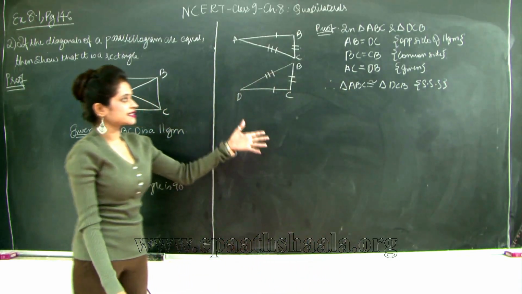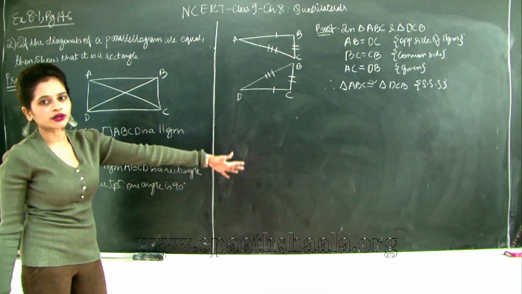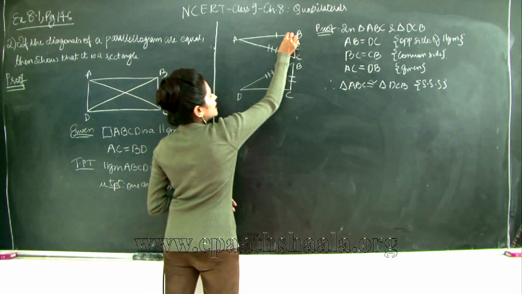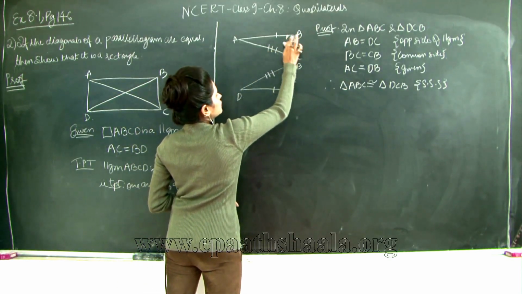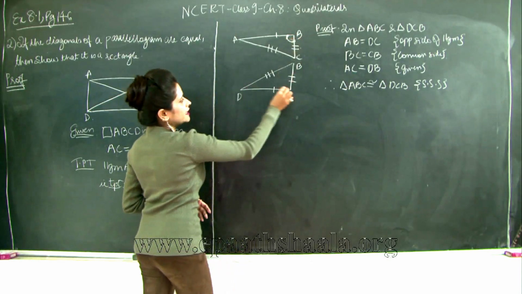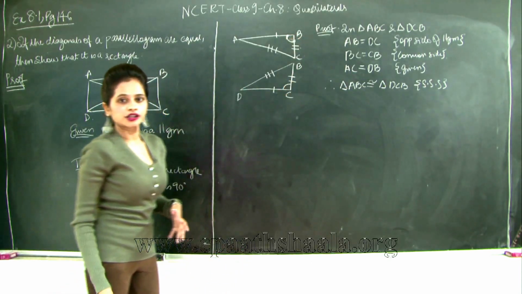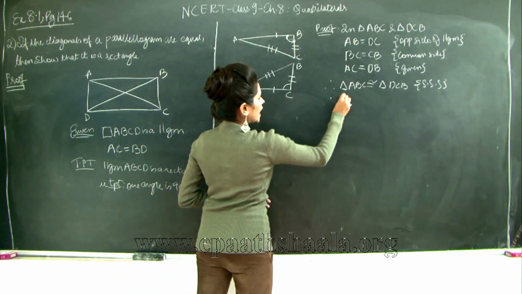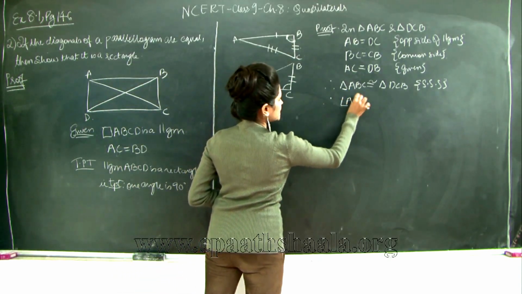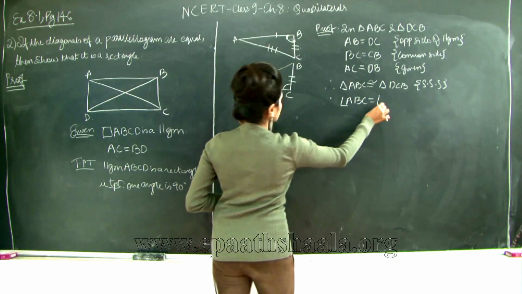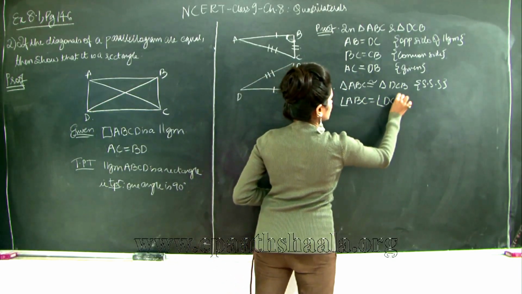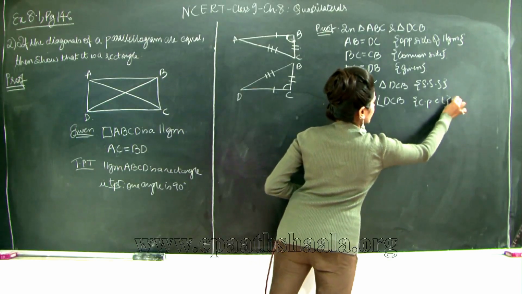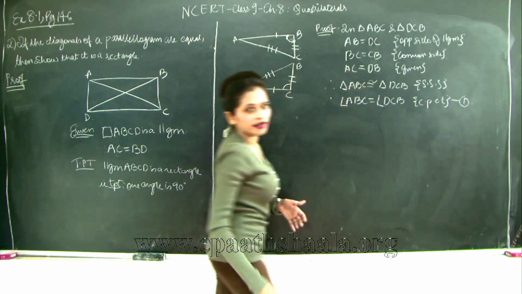Therefore, what can I say, since I have proved these two triangles congruent? That angle ABC is equal to angle DCB by corresponding parts of congruent triangles, or CPCT. Therefore, I will say angle ABC is equal to angle DCB, CPCT. Let's mark this statement as 1.